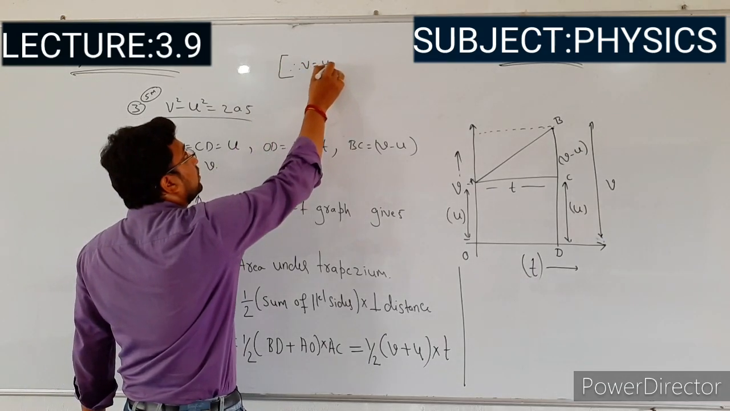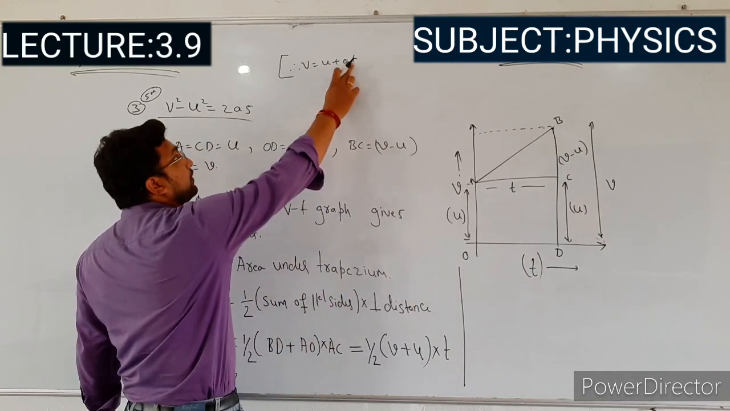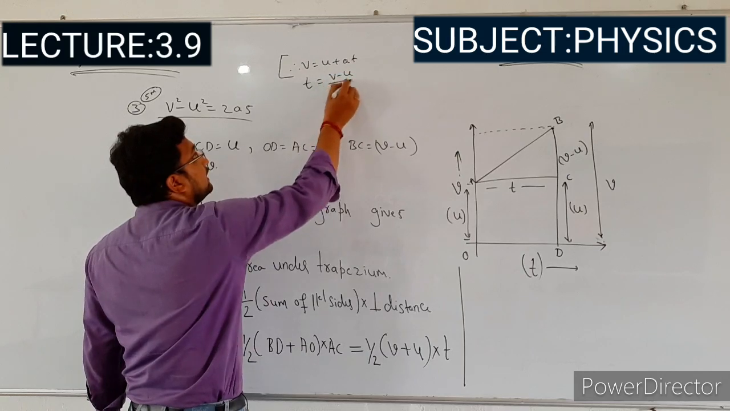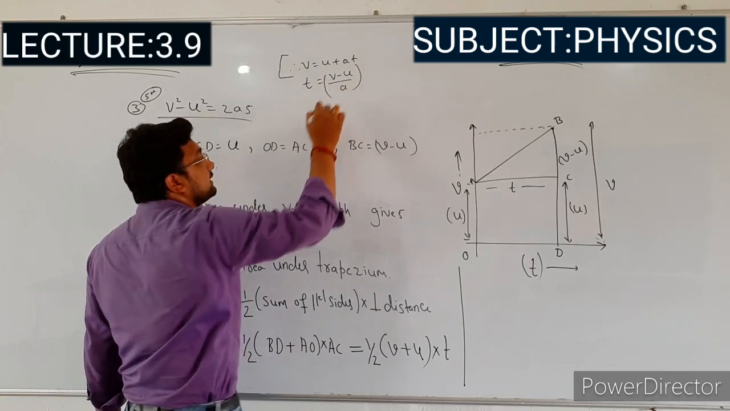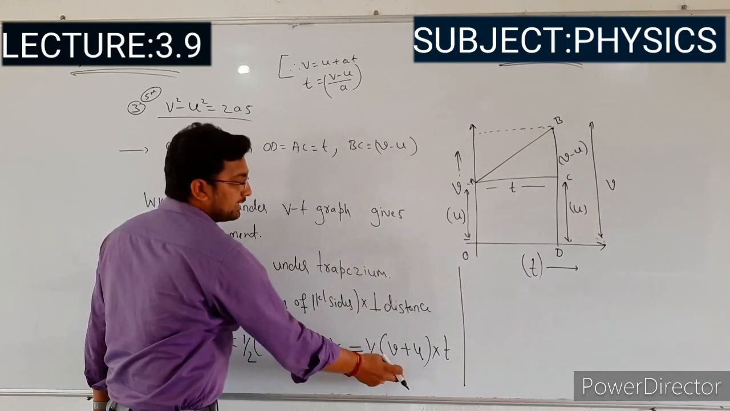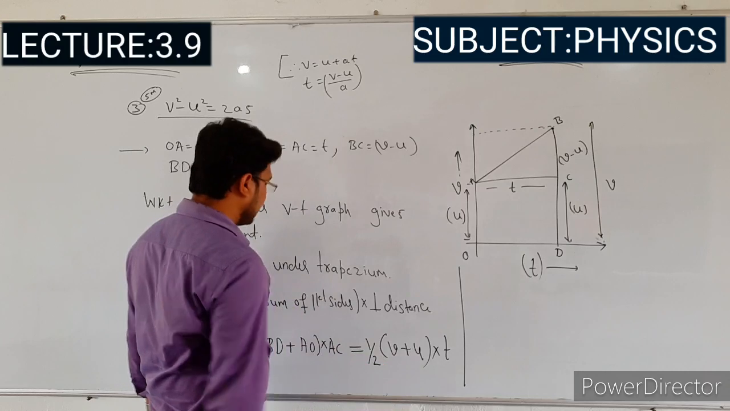V is equal to U plus AT. From this relation, we are going to find out the t value. Then t is equal to V minus U divided by A. So this is the t value. Substitute this t value in this expression.